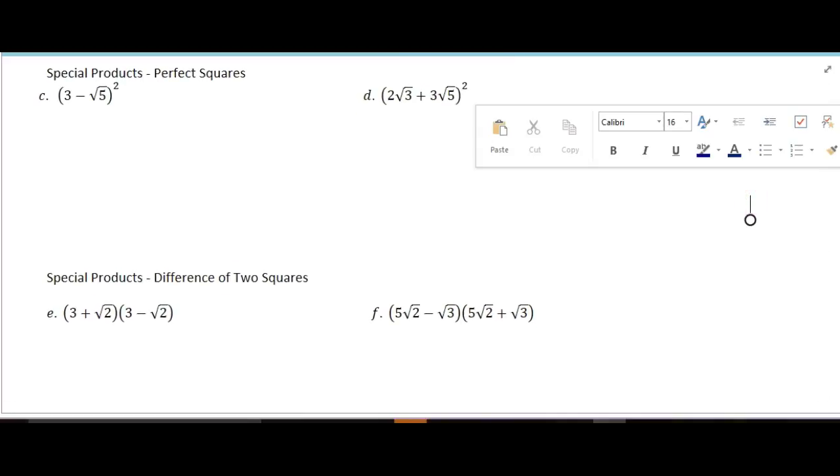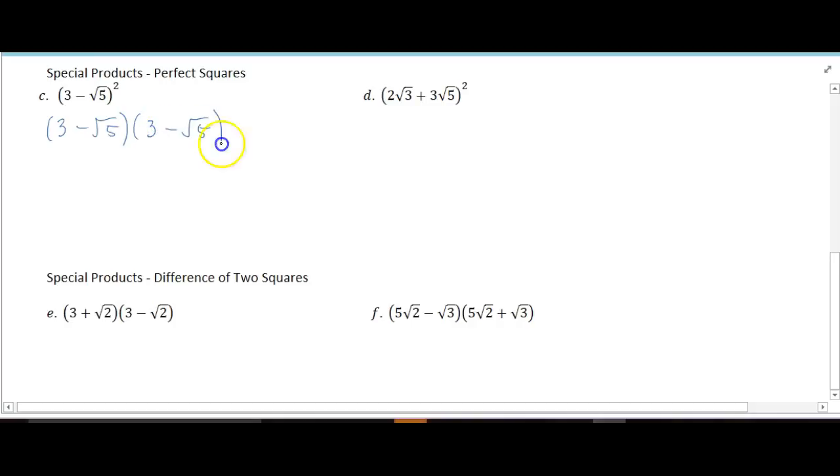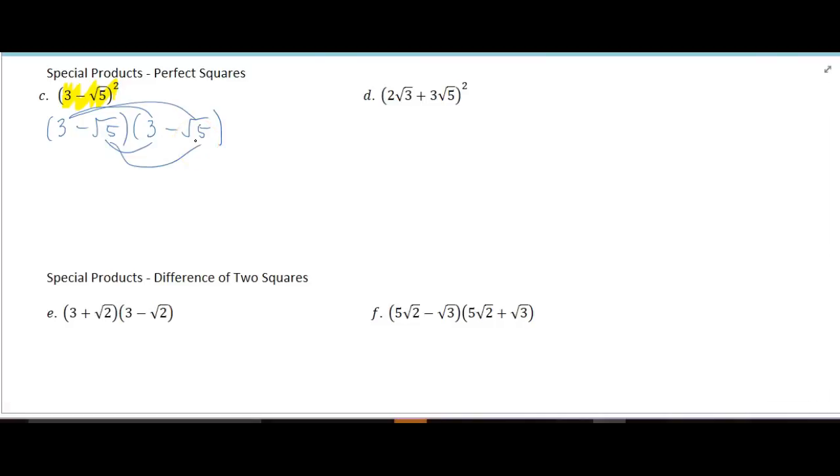First of all, what I wanted to say was you can expand these just as normal using the FOIL method. So for this example, 3 minus root 5 squared is equivalent to this expression times itself. So you could multiply these out quite happily, and you get your answer, just like we did in the previous one.